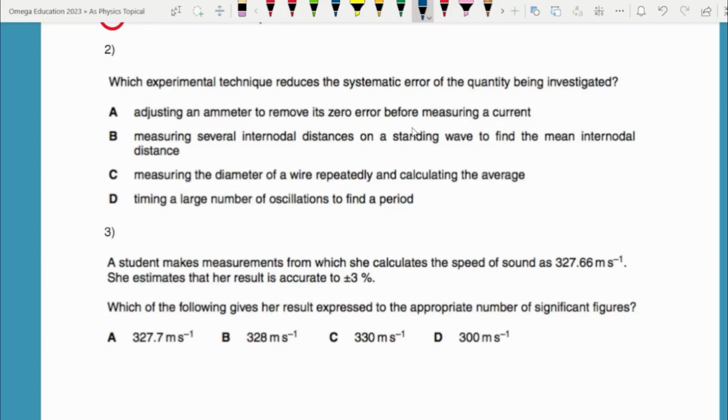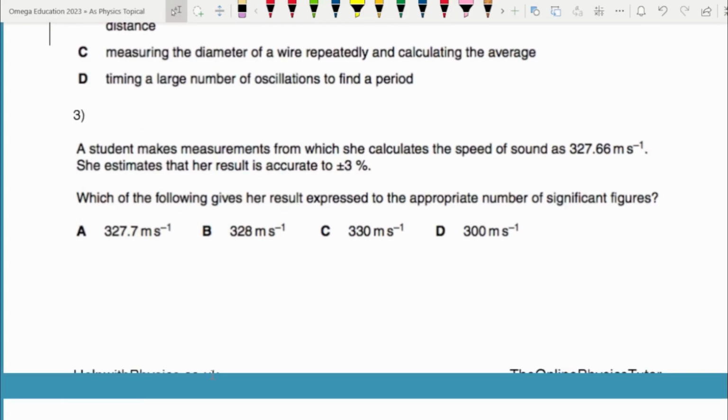So zero error is a systematic error, and if you fix for the zero error, it means that you'll be getting rid of, or at least reducing, the systematic error. So A would be the right one for this question.